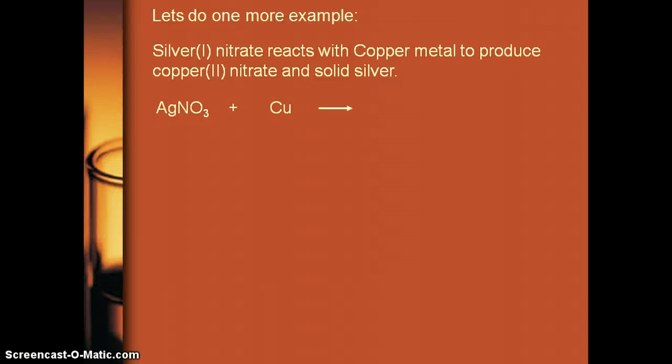So our copper metal to produce copper 2 nitrate and solid silver. So the end result here, copper, remember we have copper, it has a charge of 2. How do we know that it has a charge of 2? Because it's in that transition metal area. Well, we know it because it actually tells us in the problem that that copper has a +2 charge.